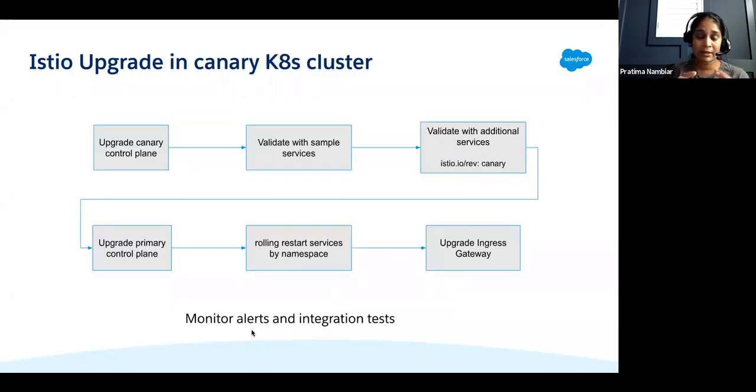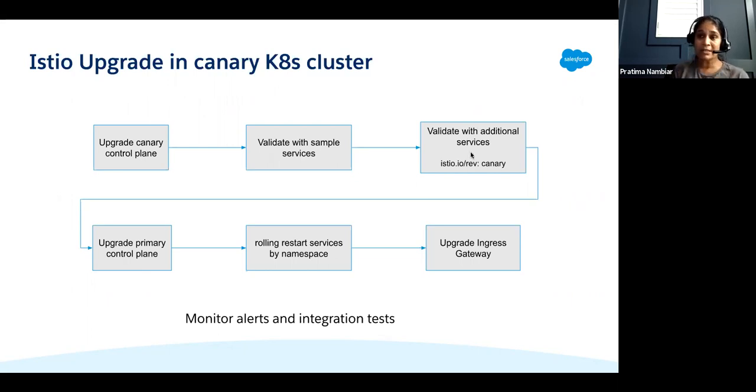And in the Canary Kubernetes cluster, which is the very first cluster that we attempt the upgrade in, we first upgrade the Canary control plane. And we have some sample services that communicate with this Canary control plane, and we run some tests. We rely on the alerts that we have to ensure that everything's okay. And then we validate additional types of use cases using the Canary control plane.